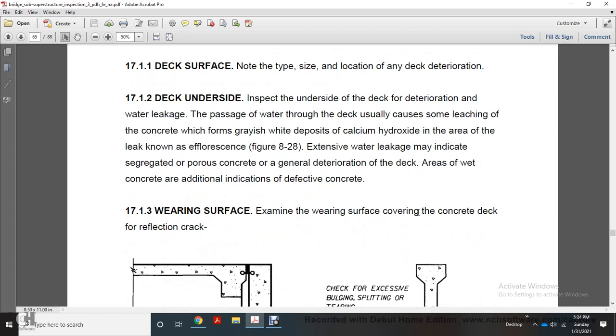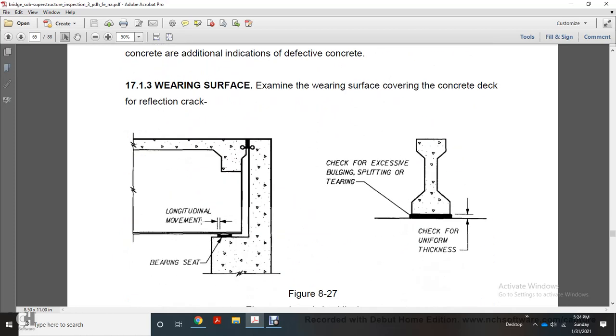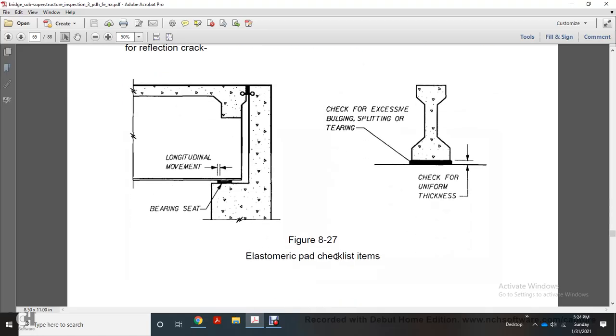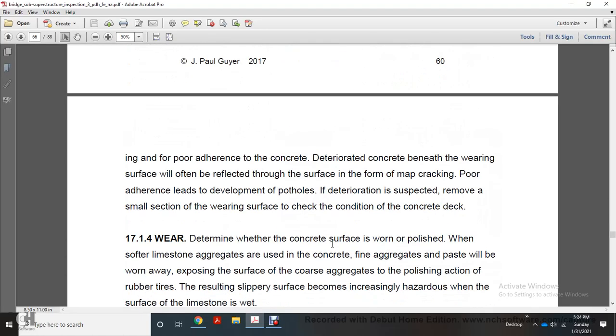Wear surface. Examine the wear surface covering the concrete deck for reflection cracking. Bearing pads: check the bearing seat area. Check for excess bulging, splitting, or tearing. Check for uniform thickness. Leveling pads: check them as well.